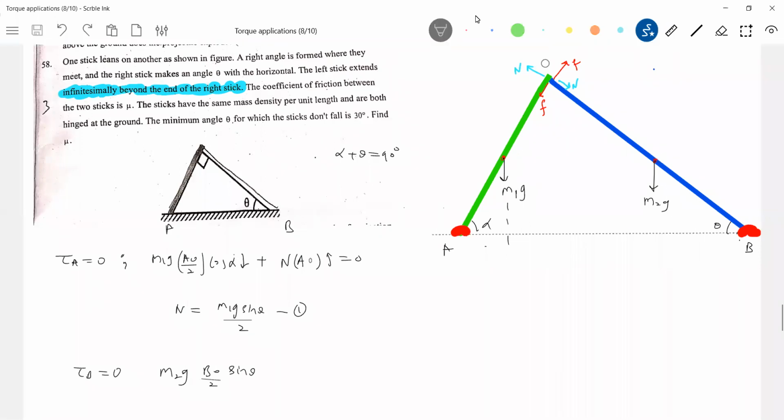So sorry, cos theta it is. So this should be what happened anti-clockwise. Then we will balance that torque due to friction F into BO equal to 0. So solving this, I'll get F is equal to M2G cos theta by 2.